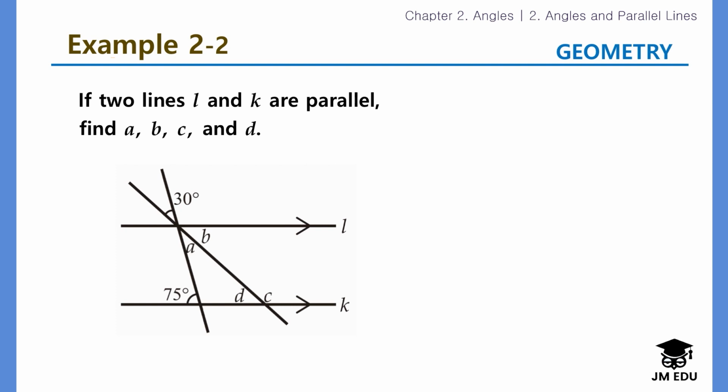Here we have a 30 degrees here. Angle A is also 30 degrees, right? Because this angle right here, this angle right here, they're vertical angles. So A is 30 degrees.